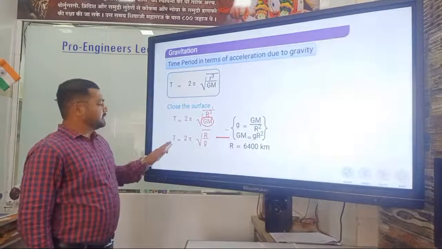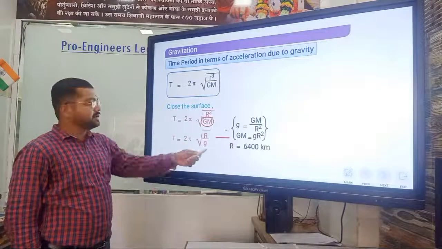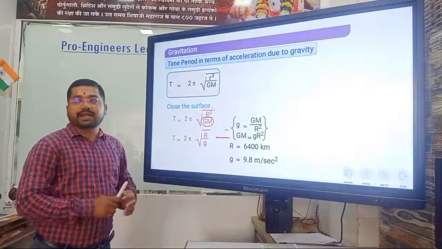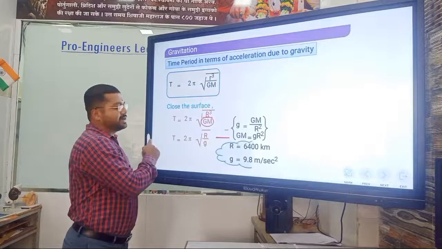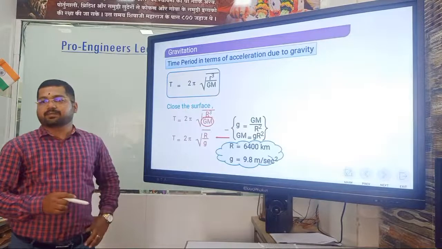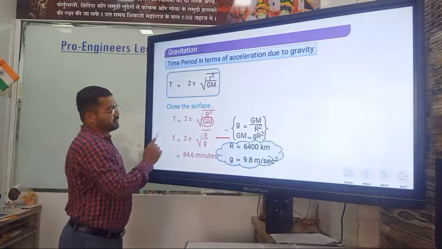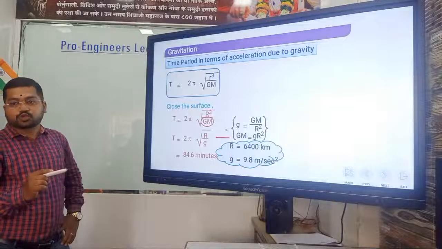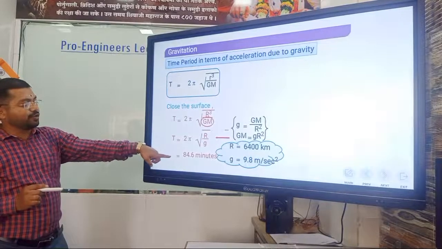So here the value of T is 2π under root of R/g, right? And what is the value of capital R? Radius of Earth, we are aware, 6400 kilometers, and g is 9.8 meters per second squared. So the time period, if it is close to the surface, is 84.6 minutes.